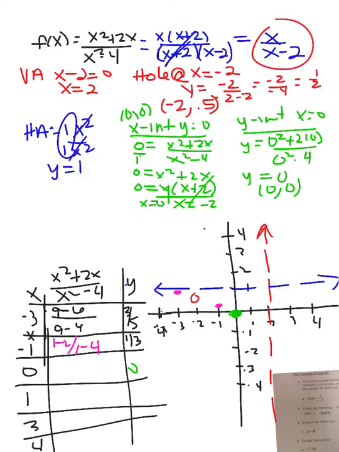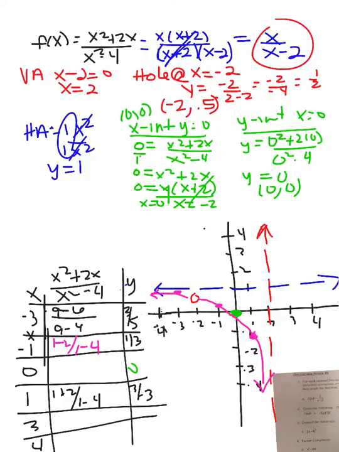So I have 1 squared is 1. 2 times 1 is 2. Over 1 squared is 1 minus 4. So that's 3 over negative 3. So that's negative 1. So that's 1, negative 1. Okay, so I know this graph is going to look like this, and it doesn't go through the hole. So it'll look like that.